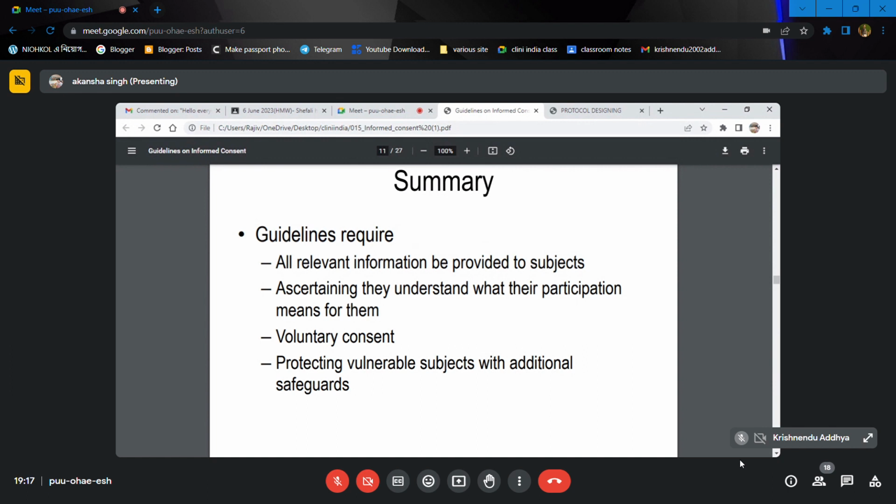Okay, protecting vulnerable subjects with additional safeguards. Additional safeguards means if some vulnerable subject wants to participate in the trial, then, like we have in India, they have to undergo audio and visual recording. This informed consent is done under audio and visual recording, and their data is reviewed when they are in the trial. All the data is reviewed by the ethics committee once a year.